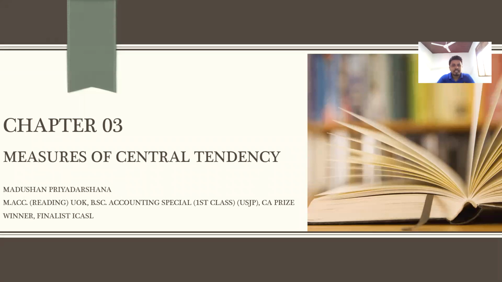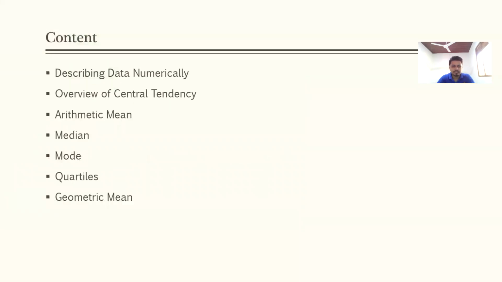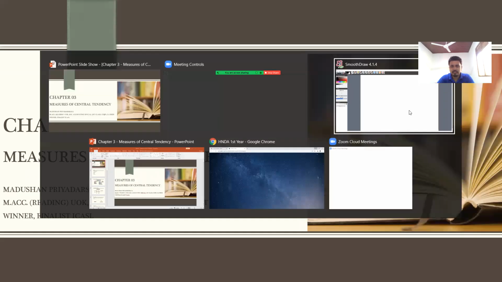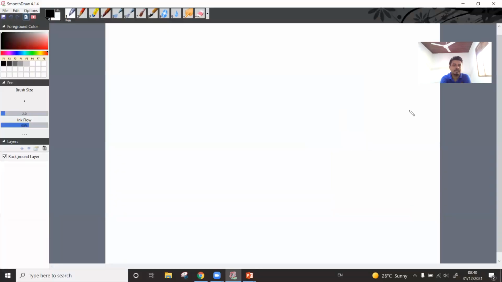Measures of central tendency. Right. Measures of central tendency. සිංහලෙන් නම් කියනවා මොකක්ද? කේන්ද්‍රික ප්‍රවණතා මිනුම්. What are these measures? Tell me. What are these measures of central tendency?